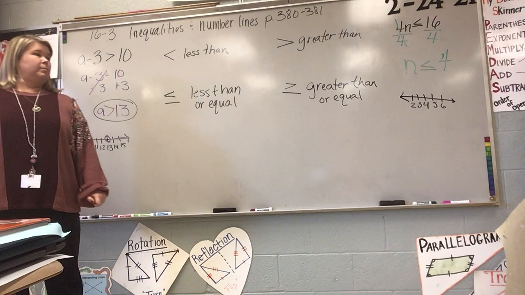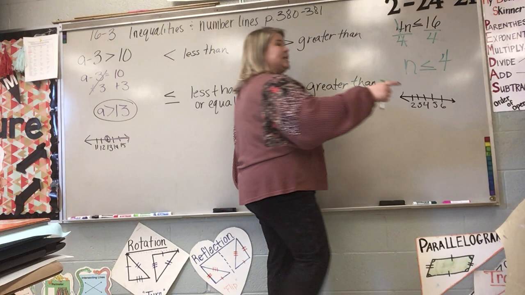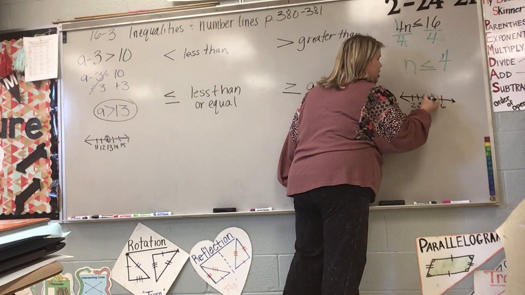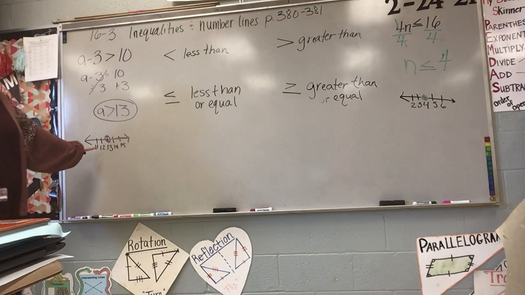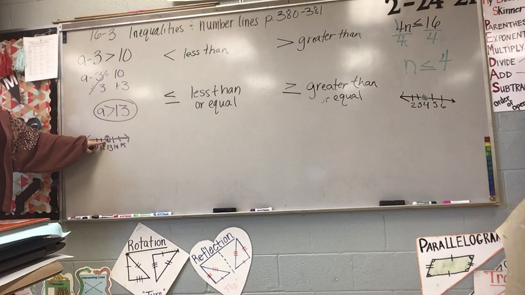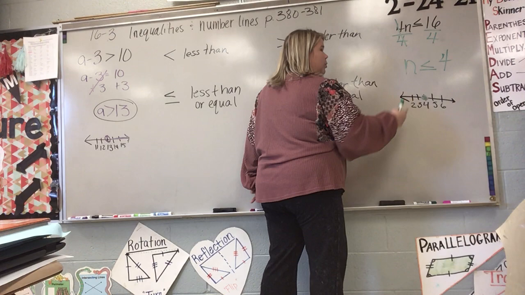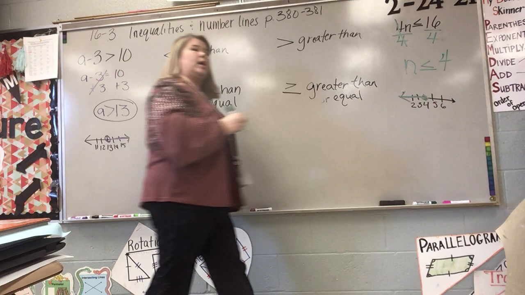Now, because it said it might be equal to, 4 people might spend the night, that's a solid circle. It's filled in. So, n is less than 4. What's less than 4? 3, 2, 1, anything beyond.